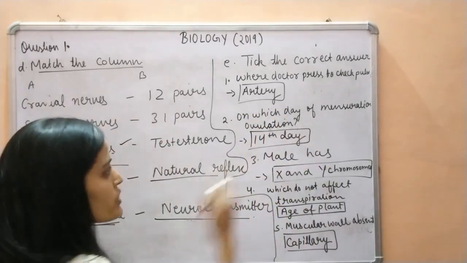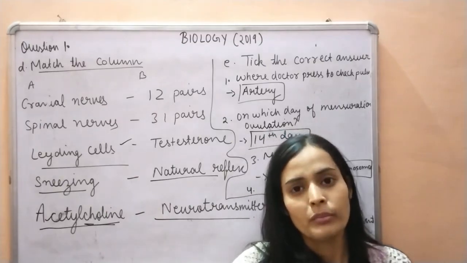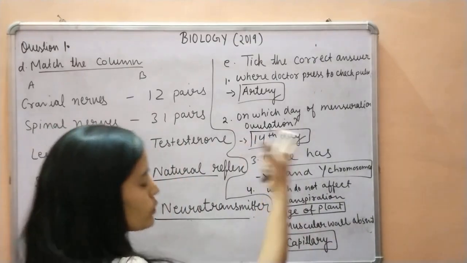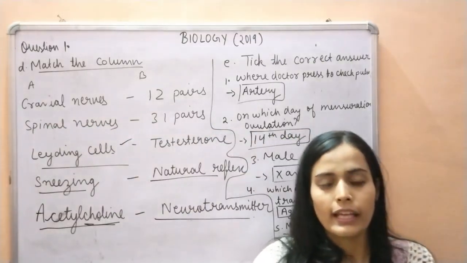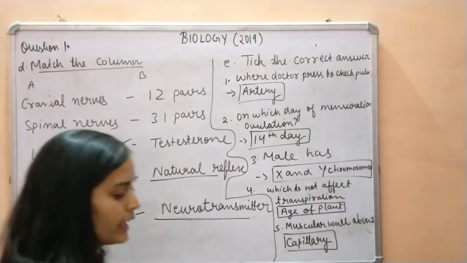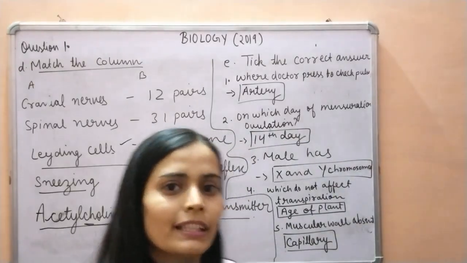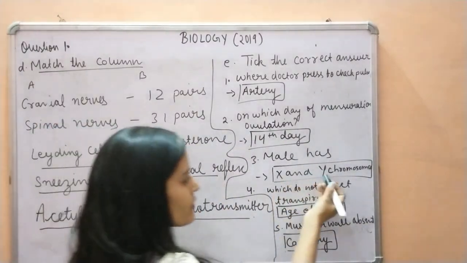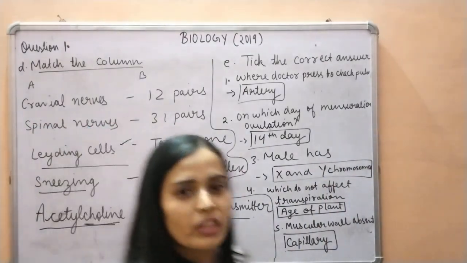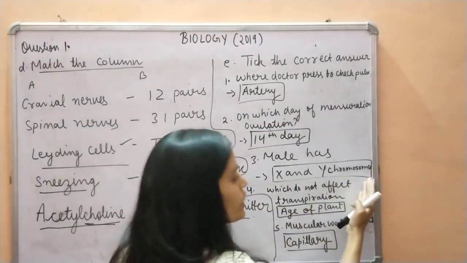Next is on which day of menstruation ovulation takes place. Ovulation is the releasing of the egg. So in females menstruation takes place, that we'll be discussing in the reproduction chapter. तो ओव्यूलेशन जो एग रिलीजिंग डे है वो कौन से डे होता है? 14th डे में एग रिलीज होता है, राइट. Next is male has. We have discussed in the chromosome chapter that male has 2 kinds of chromosome, that is X and Y. All autosomes are 22 pairs and one is the sex pair, that is the 23rd pair of chromosome. Female has the same X and X chromosome, but male has the X and Y chromosome.